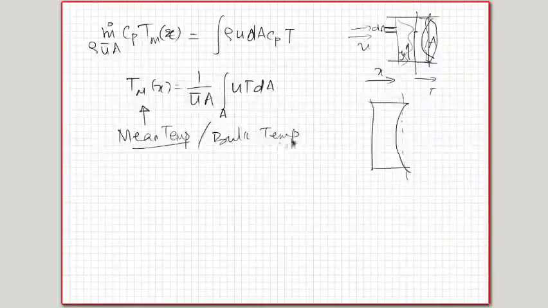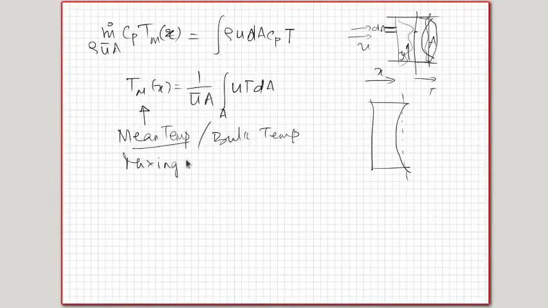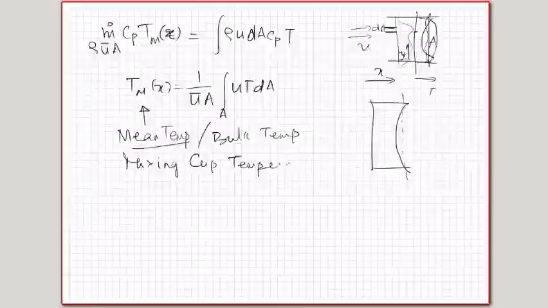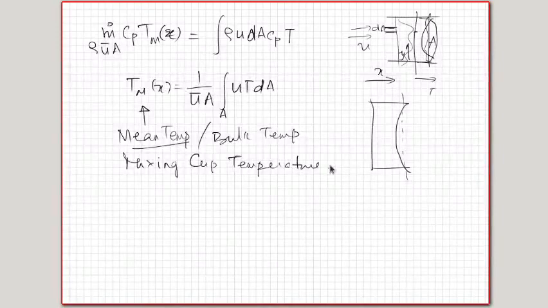So some books use the symbol TB for this temperature, and it's also called the mixing cup temperature. It's a very interesting term that people use. It's as if whatever flow is coming at this plane, I just pour it into a cup and thoroughly mix it, and I'll get the mixing cup temperature. So that temperature would be equal to this temperature that we get here. Okay, so that is the meaning of the mixing cup temperature.